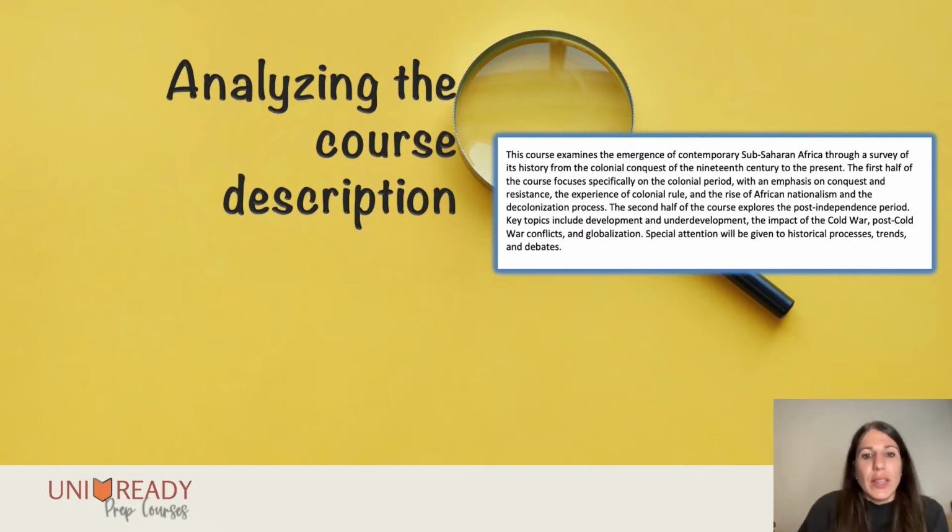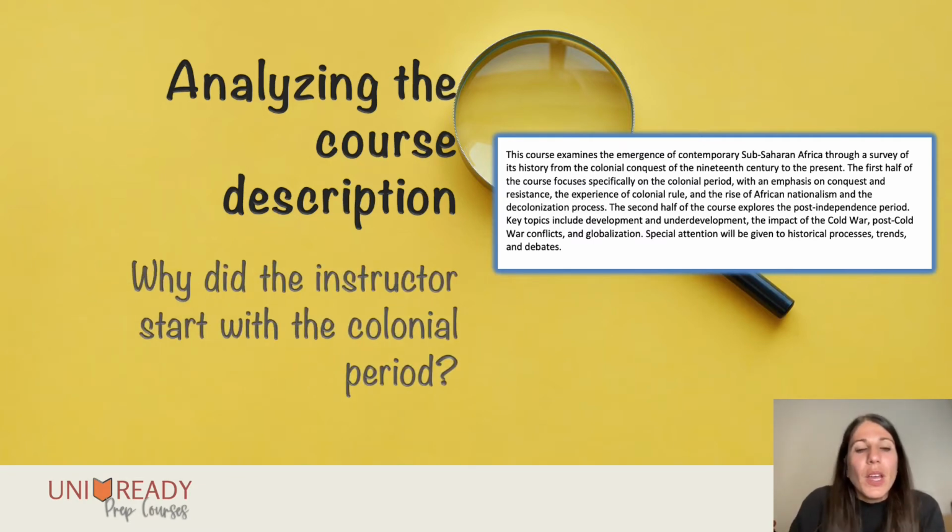So let's look at this example here. This is just an example of a course description from a syllabus. It's a history syllabus about sub-Saharan Africa. And as you can see from the course description, it starts during the colonial period in the 19th century and it goes to today. So the first question I have is why did the instructor start with the colonial period? Why not look at the pre-colonial period? Why not start in the post-independence period? What is the relevance there?